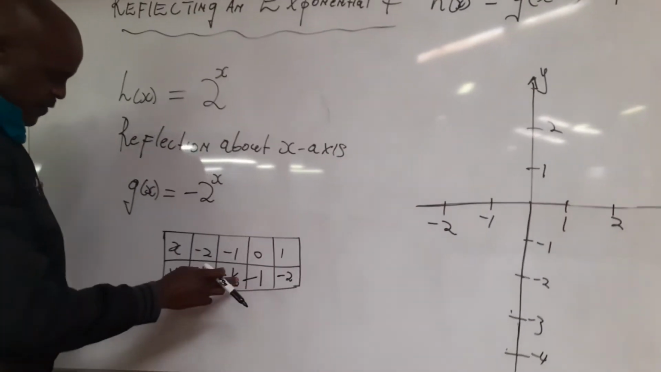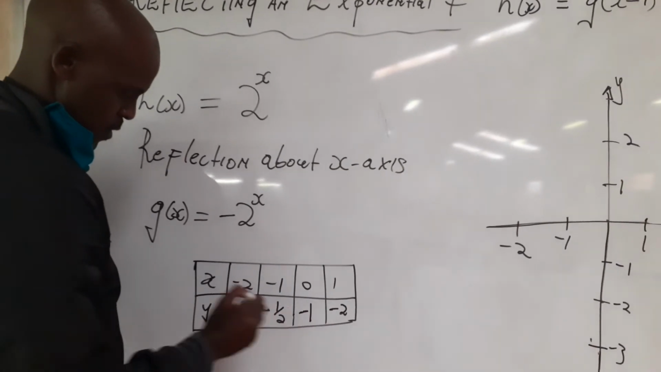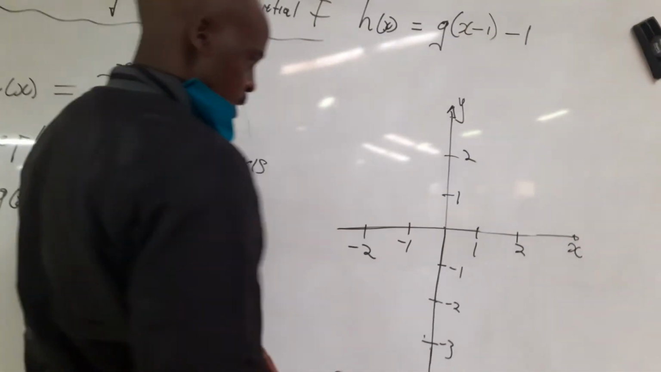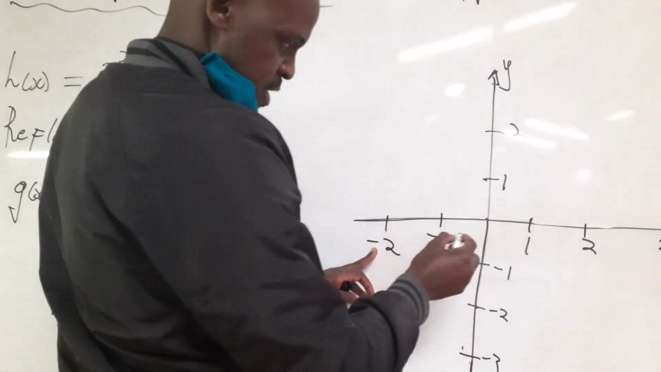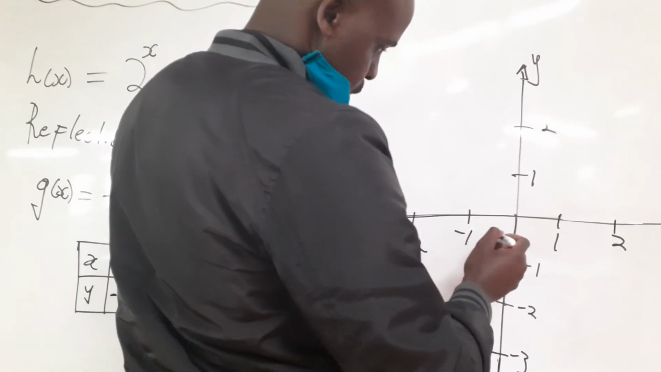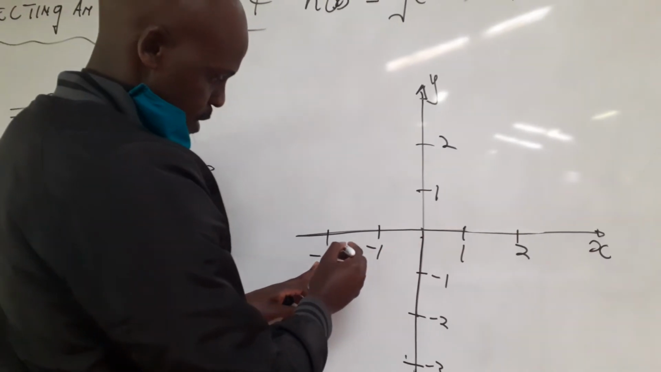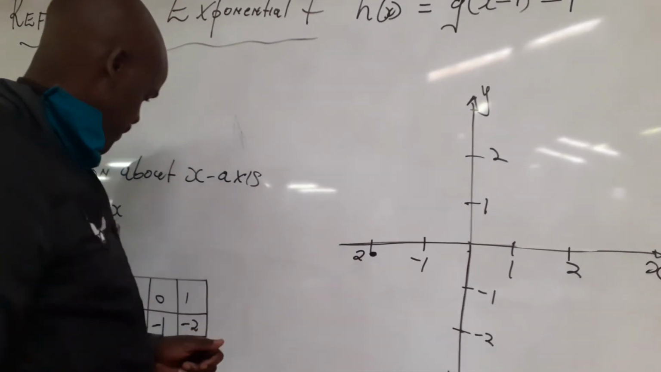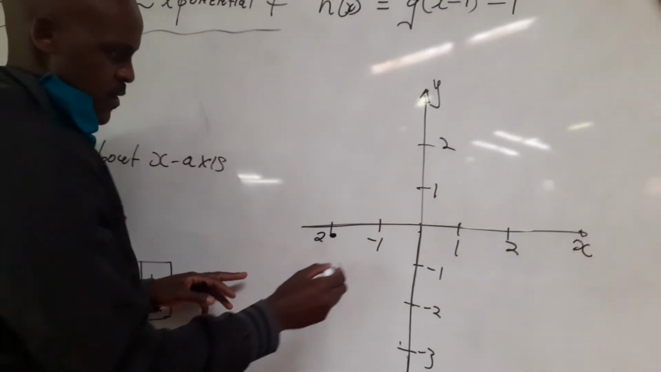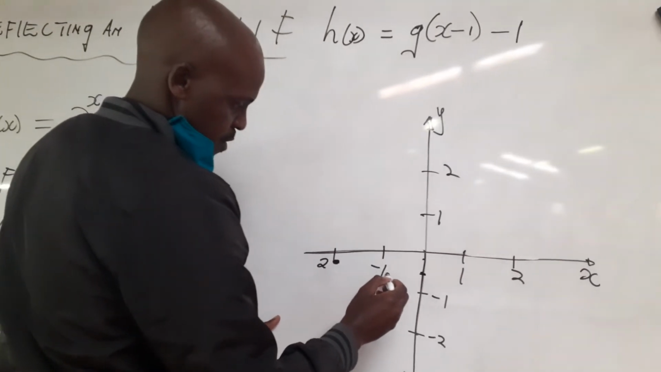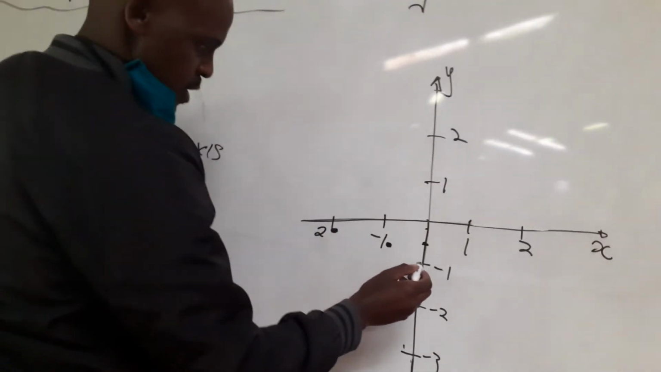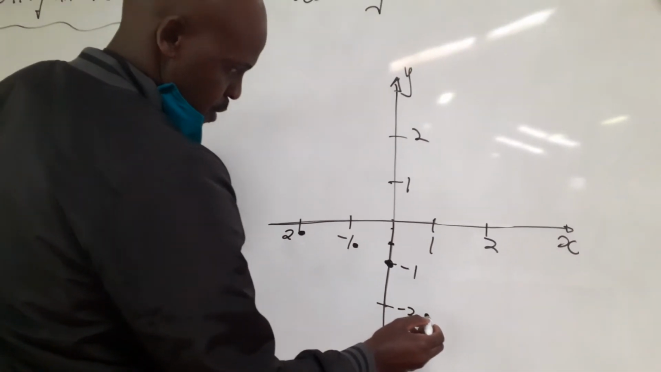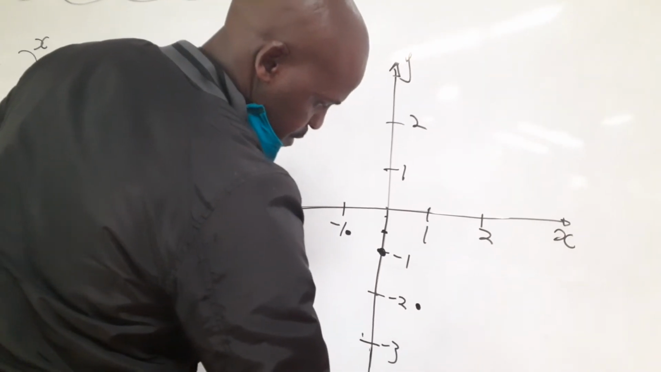Let's sketch the graph. If x is equal to -2, y is equal to -1/4. That's our point. -1 is to -1/2, that's half, so the point will be there. 0 is to -1, there it is, our y-intercept. 1 is to -2, there is the point. 2 is to -4, somewhere there.